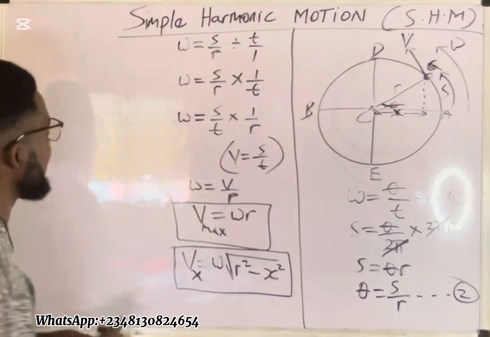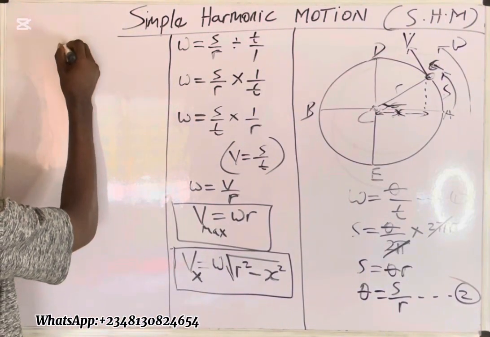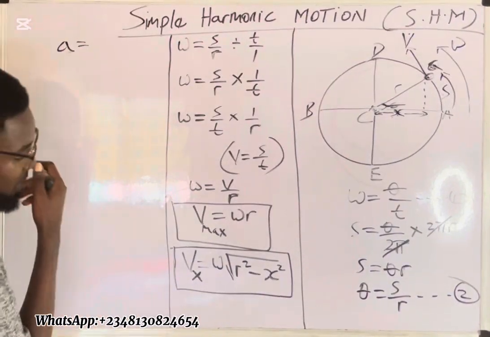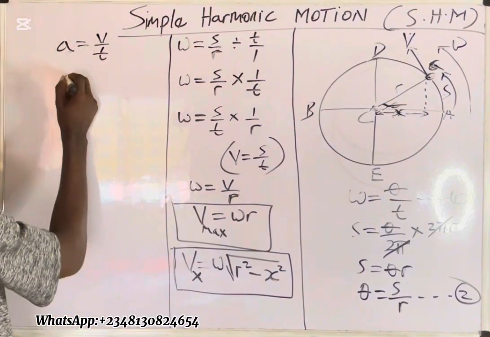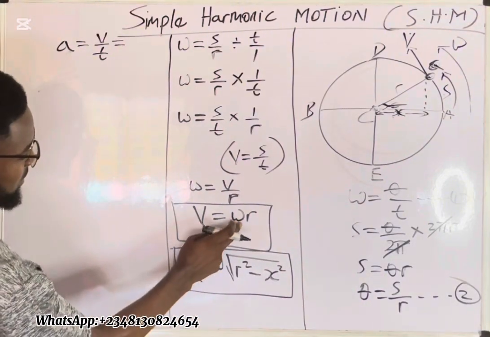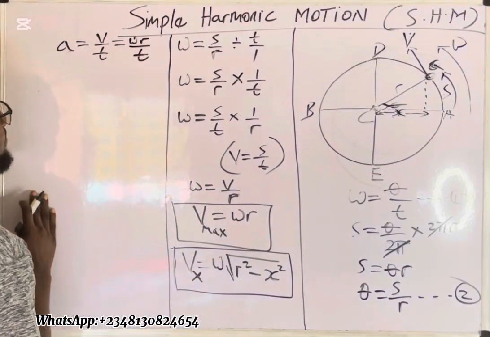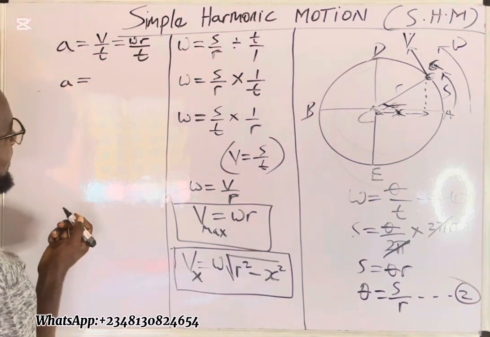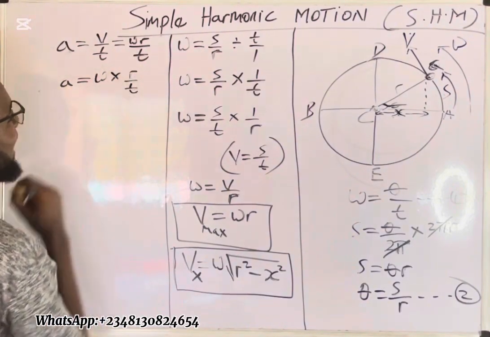Now for acceleration, what is acceleration? Acceleration is velocity over time, or change in velocity over time. So that is v over time. So right here, acceleration becomes, let me put it here. What is v? v is, right here, angular speed times radius over time. So I can see that acceleration is equal to omega times radius over time.